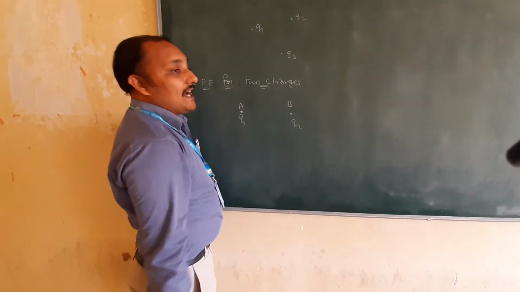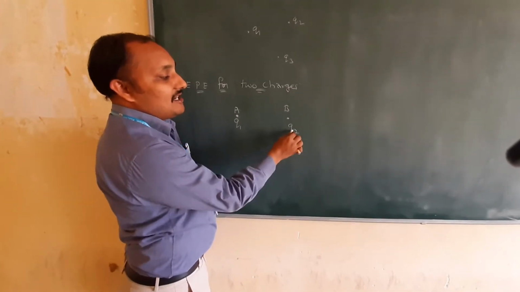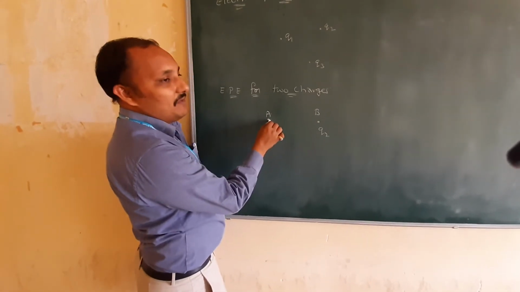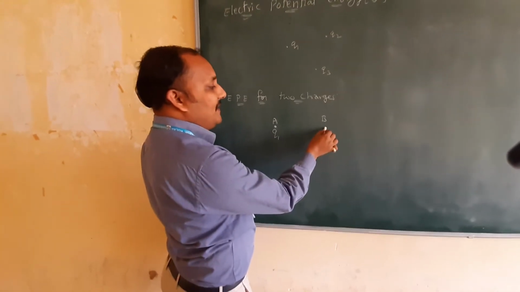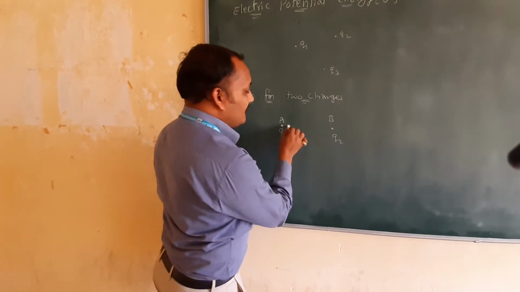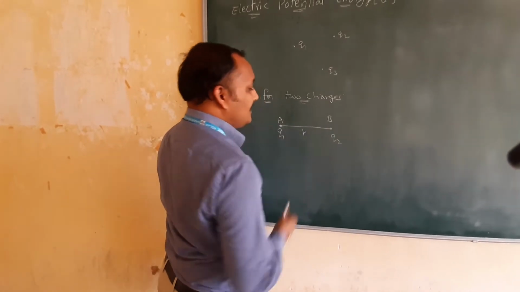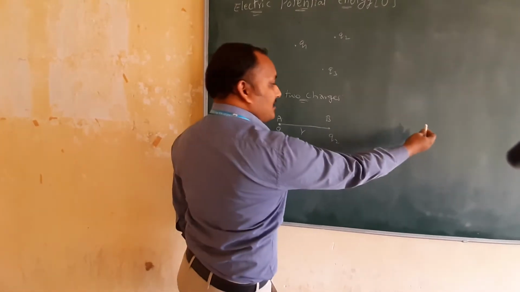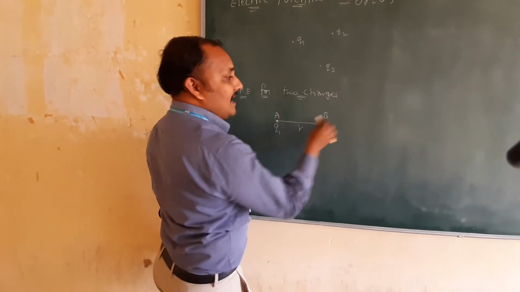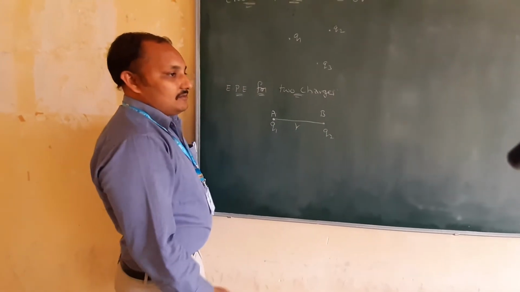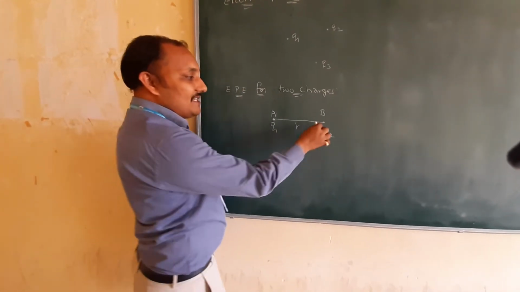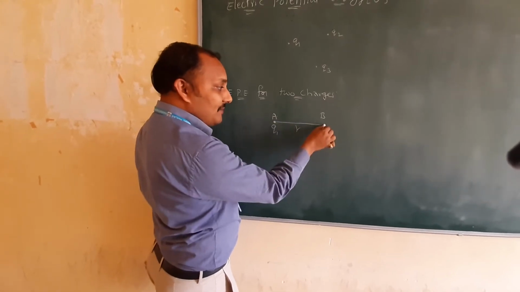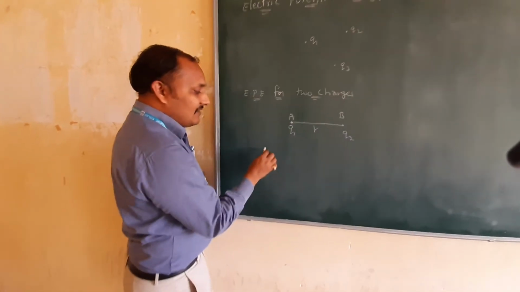Now how much work am I doing to bring this charge up to here? What is the potential at point B due to Q1? First we should come to know this distance. Let us assume this distance is R. I am bringing charge Q2 up to distance R from infinite distance. Now what is the potential at point B due to Q1? Already we came to know that.